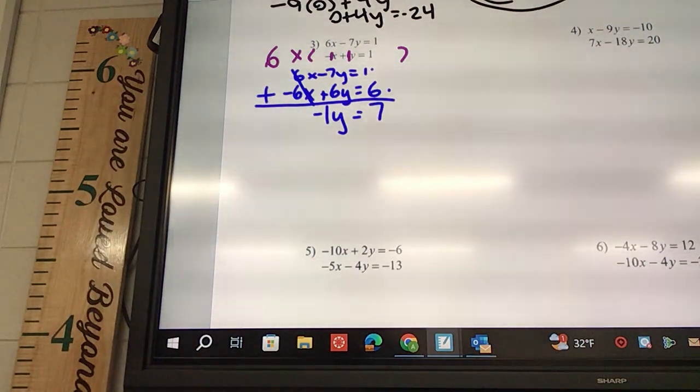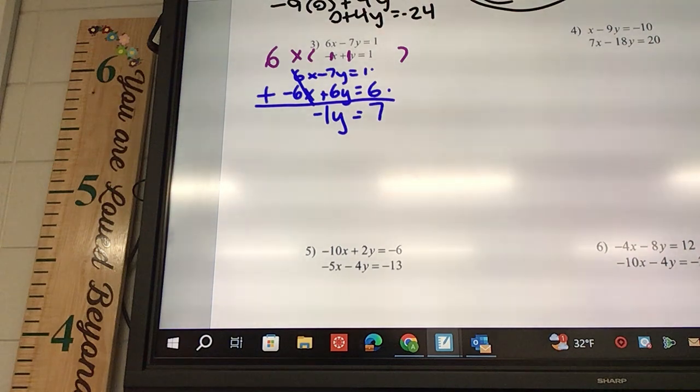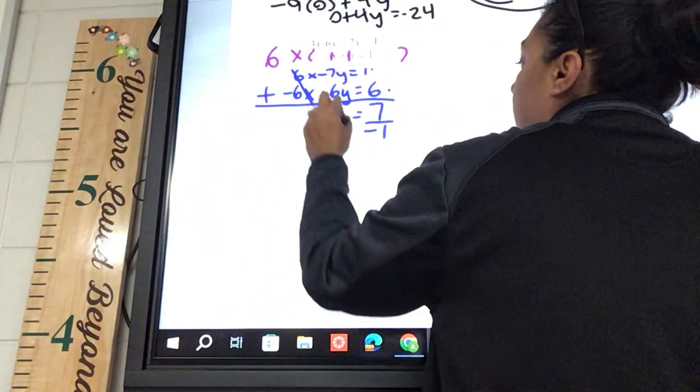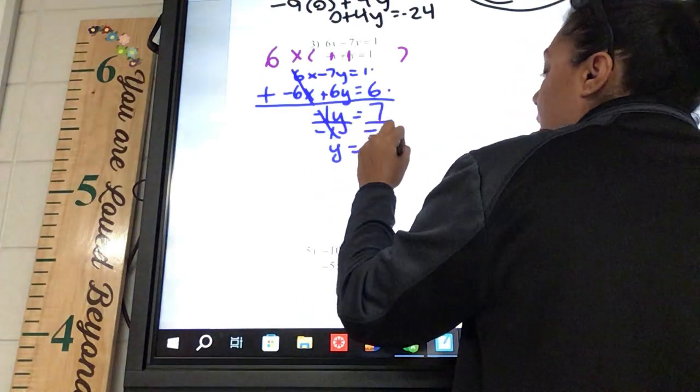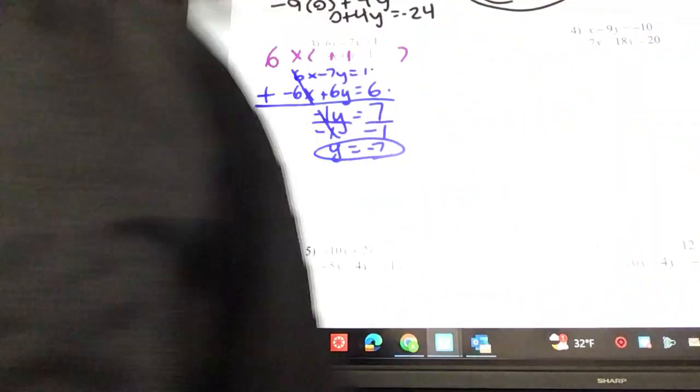Okay, and then what needs done? Divide by negative 1. So y would be negative 7. Y is going to be negative 7.